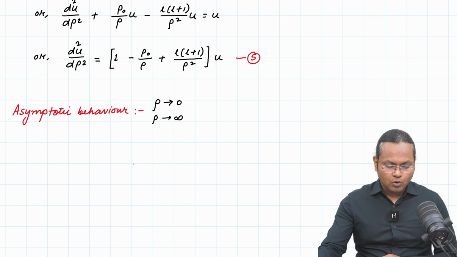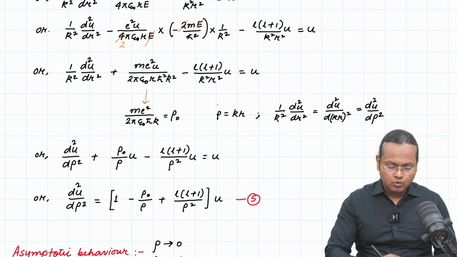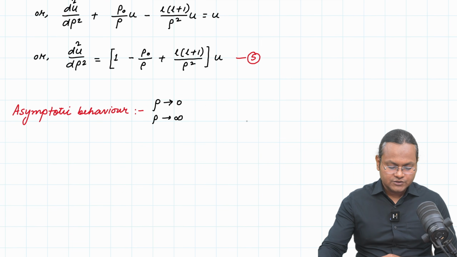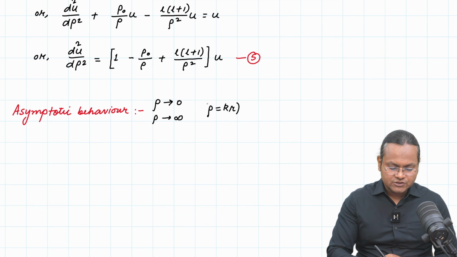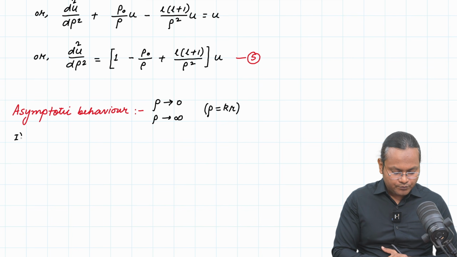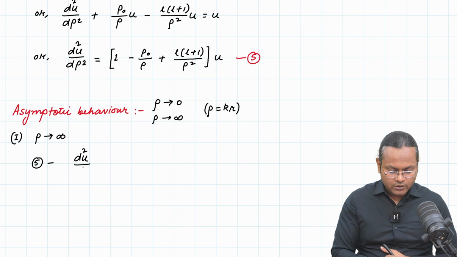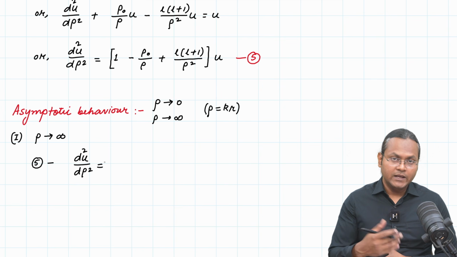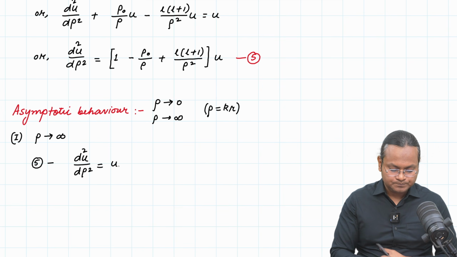So keep in mind, rho here is directly related to the radius variable, the r variable. So rho is equal to kr. So what happens under these two conditions? That is what we are trying to analyze. So first condition is, as rho tends to infinity, then equation number 5 simply becomes d2u upon d rho 2 is equal to, the second and the third terms will vanish and you will be left with u.